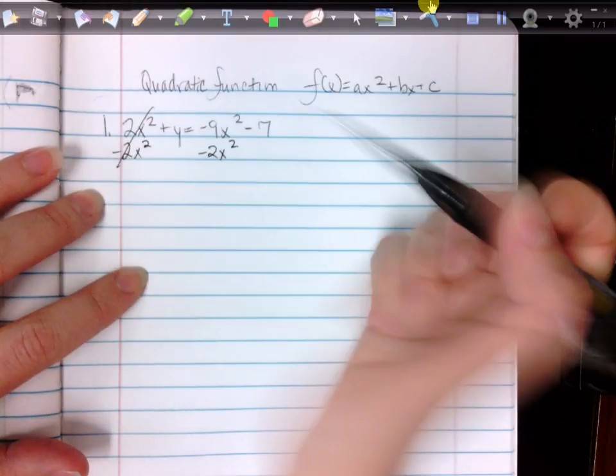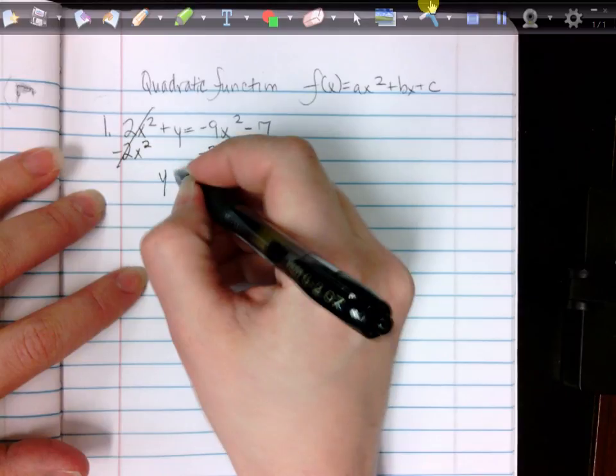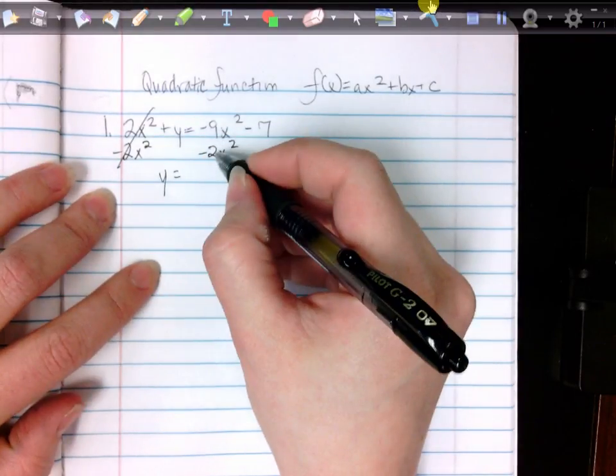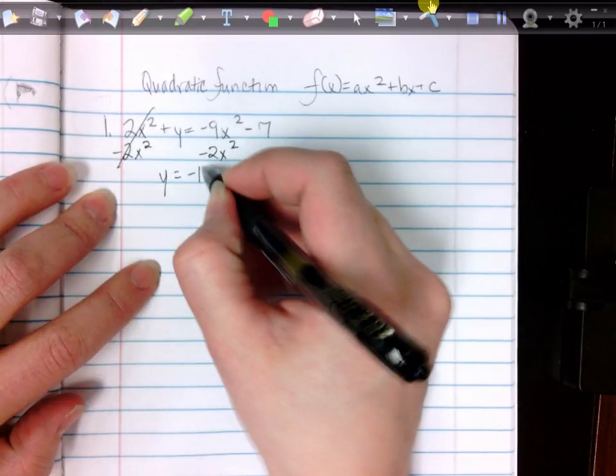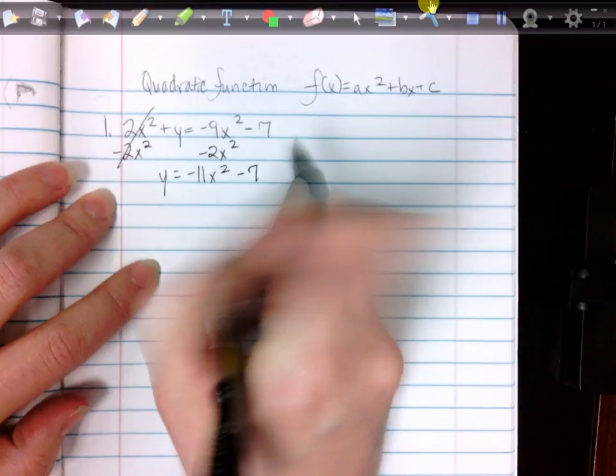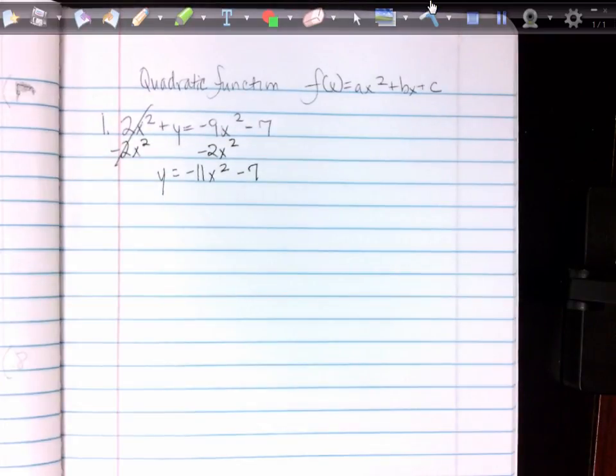Over here, this is going to cancel. I'm going to bring down my y and my equal sign. Negative 9 plus negative 2, or negative 9 minus 2, is going to give me negative 11x squared. And then I'm going to bring down my minus 7. These are not like terms. They cannot be combined any further.